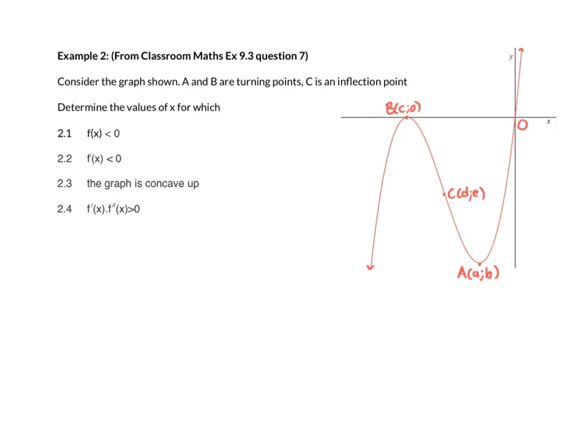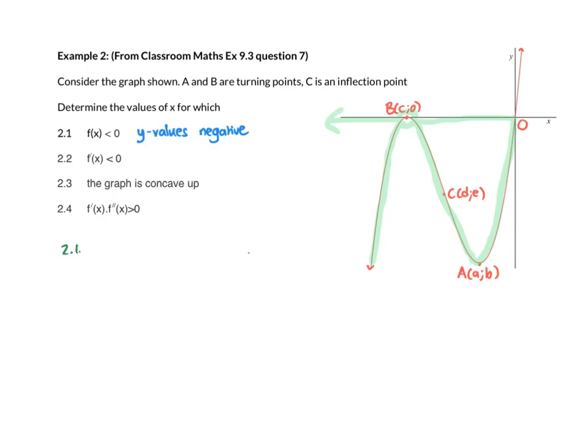Now in this question, I have no constant values on my graph. I only have variables. However, I can still answer the question. So 2.1, for which values of x will f of x be negative? So I want the y values to be negative. That means everything underneath the x-axis. And you can see at the point B, I can't have a point there because f of x will be 0 and I only want values less than 0.